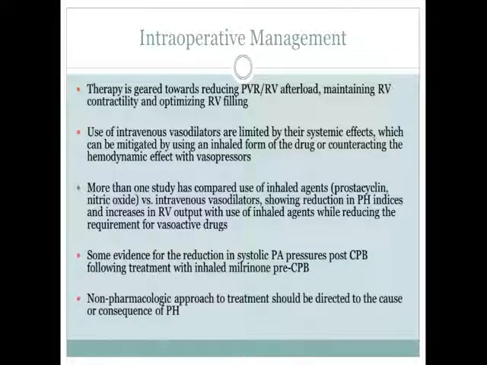One option is to counteract the systemic effects of the IV vasodilators with vasopressors, which is usually what I've seen as well. So there are no hard guidelines, but some of the studies did find that the inhaled ones alone worked well. There was also some evidence that prior to bypass in patients with pulmonary hypertension, treatment with inhaled milrinone would reduce PA pressures post-bypass compared to patients that were not treated with inhaled milrinone.